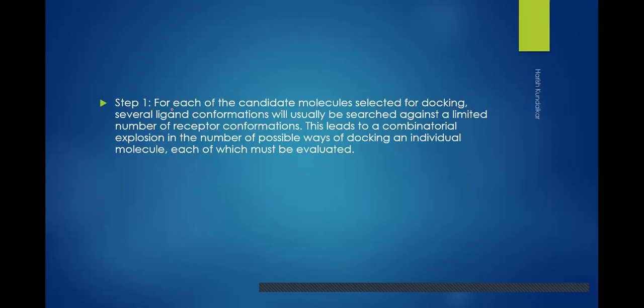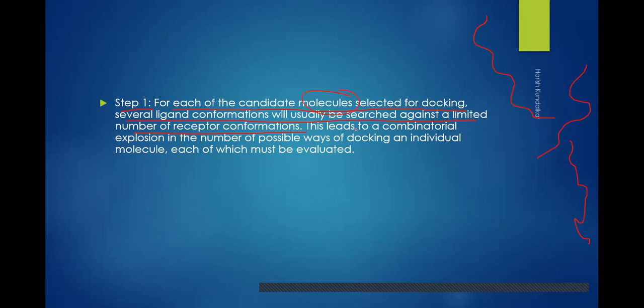Now, what are the steps for docking? Step one would be: for each of the candidate molecules selected for docking, several ligand conformations will usually be searched against a limited number of receptor conformations. Usually the receptor structure is kept flexible, but only one conformation is used. Okay, so a receptor can be flexible. It can have this conformation, or some other conformation, right? But only one particular conformation is usually selected for the receptor, and different conformations of the ligands are selected.